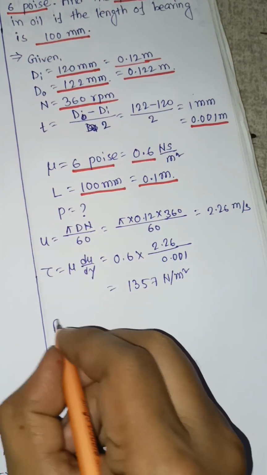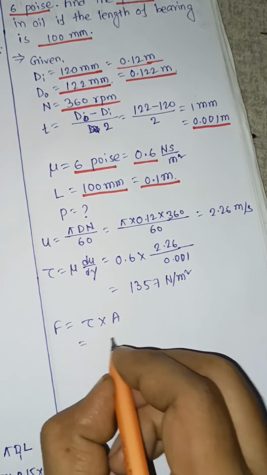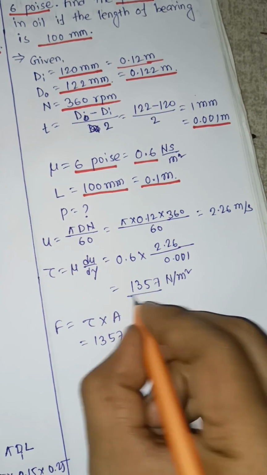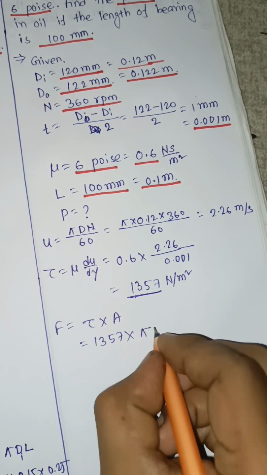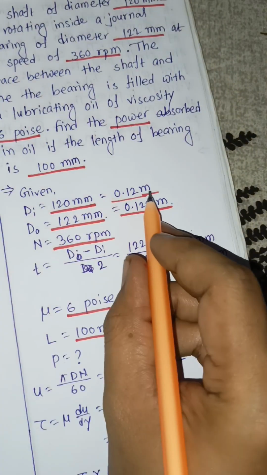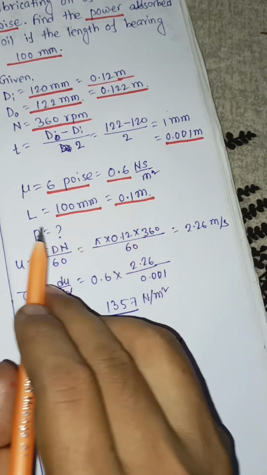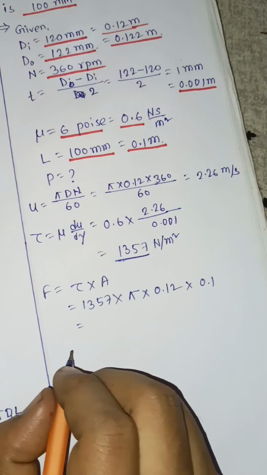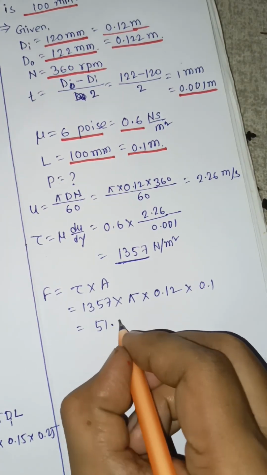Okay, now if you want to calculate the force, that is equal to shear stress into area. So shear stress, that is 1357 into area, that is pi into d, diameter that is 0.12, this is the inner diameter, into L, what is the value of L? That will be 0.1. So from here you can get the force that is 51.16 Newton.